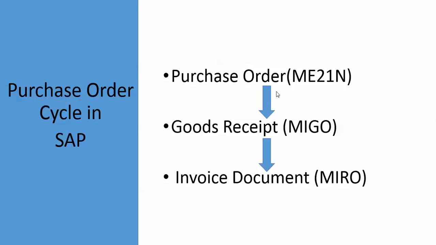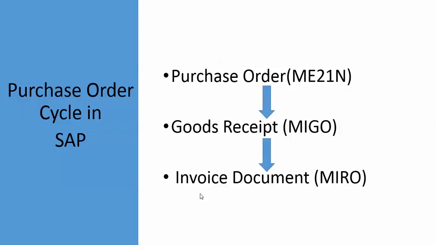Then the vendor dispatches material to our plant, which is mentioned in our purchase order. Our plant persons, after checking the quality and quantity of the material mentioned in the purchase order, create a goods receipt in transaction code MIGO. Goods receipt is a confirmation that whatever material and quantity we have mentioned in the purchase order has been received in our plant. After creating the goods receipt, we have to pay the vendor.